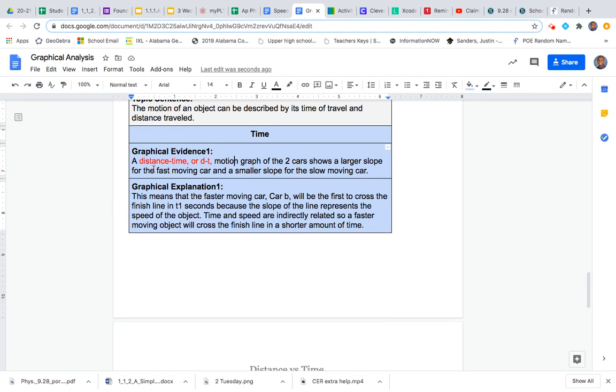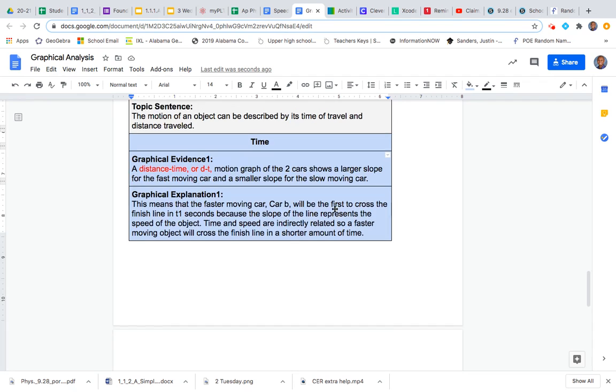So a distance time motion graph of the two cars shows a larger slope for the faster moving car and a smaller slope for the slow moving car. So we just need to add that. When you talk about a motion graph, we just need to specify what quantities are being graphed on the motion graph. Okay, all right, and that's it.